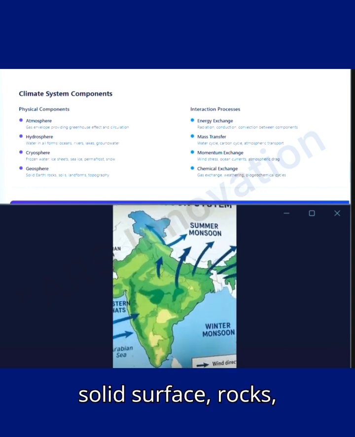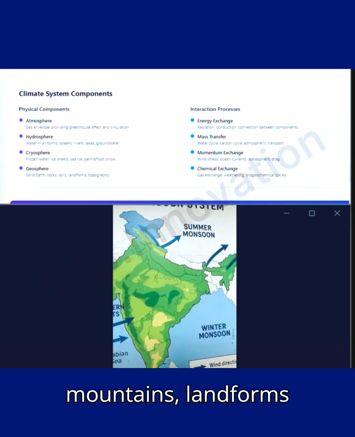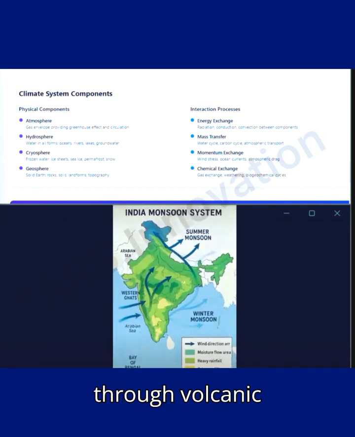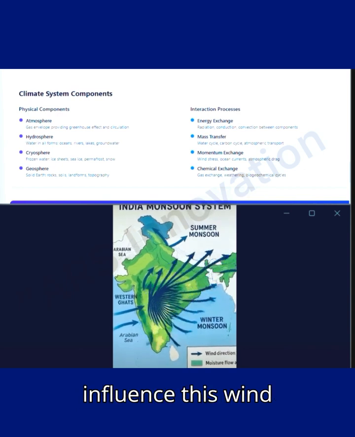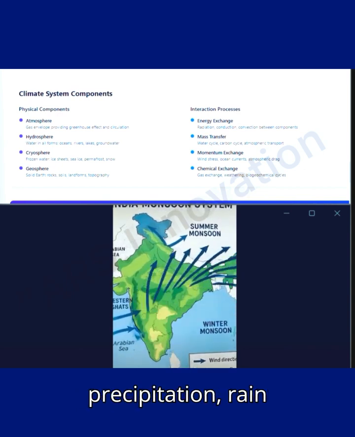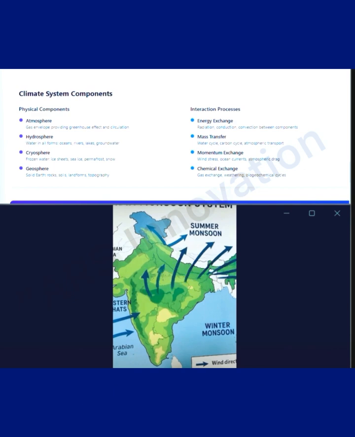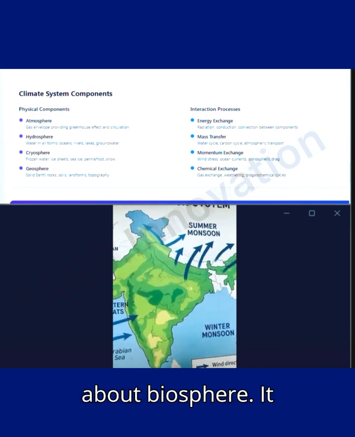When we come to the geosphere, we might also call it the lithosphere. It is the Earth's solid surface: rocks, mountains, landforms, and all. It affects climate through volcanic activity, mountain uplift, and soil properties. Landforms influence wind patterns and precipitation, rain conditions.